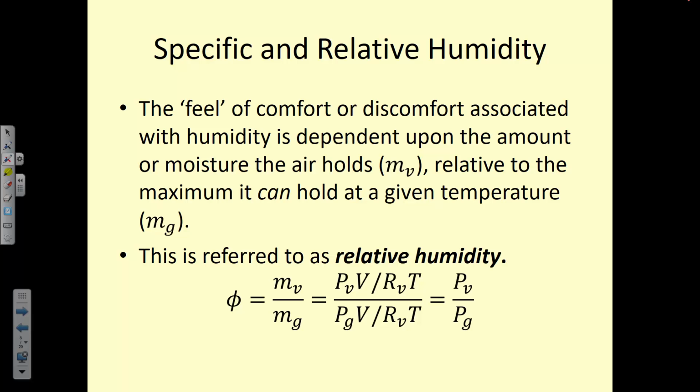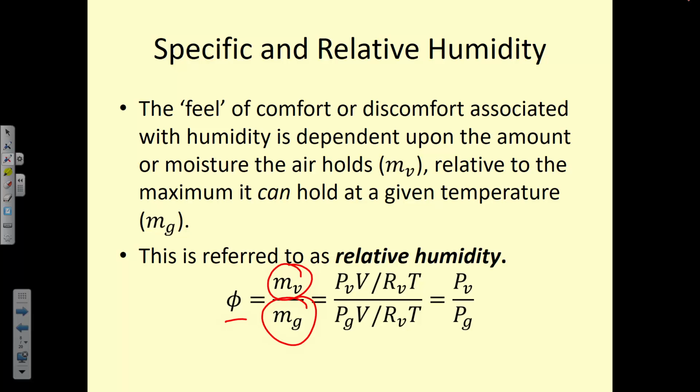So as your specific humidity is constant, your temperature changes and your relative humidity will change in the same manner. So if the temperature is increasing, your relative humidity decreases, and if your temperature is decreasing, your relative humidity will increase until you reach a saturation point. So this relative humidity is the mass of the vapor divided by the total amount of mass that the air can hold at that temperature.